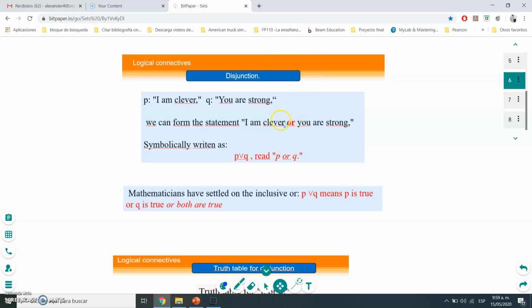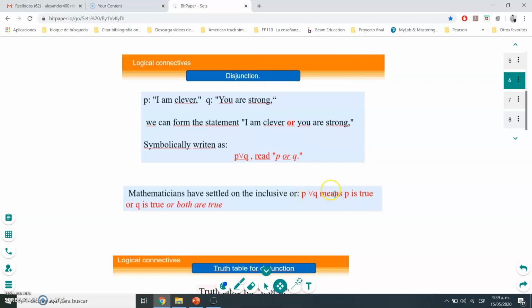Now, how can we represent the word or? Let's see this. The word or can be represented by a V, like this, okay? So P or Q. This is read as P or Q. Okay, so we also have a new truth table for P or Q, like with conjunction. This is something similar, but with different true values.